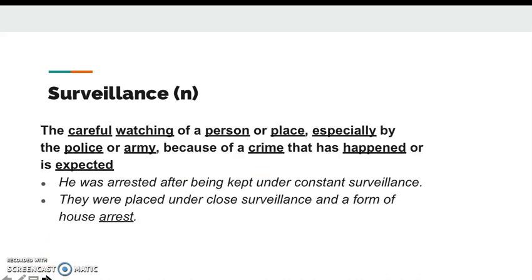Okay, here is the definition of the word surveillance. The careful watching of a person or place, especially by the police or army, because of a crime that has happened or is expected to happen. So surveillance is an act of careful watching of a person or a place. For example, he was arrested after being kept under constant surveillance. So the people, for example, the police, were keeping him under constant surveillance. Or they were placed under close surveillance in a form of house arrest. So the police placed them under surveillance, which was a close one.